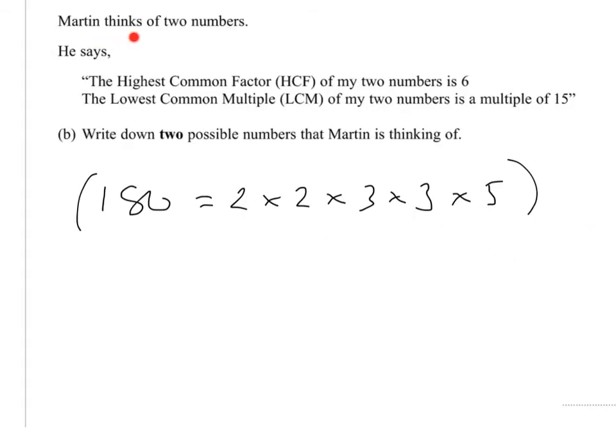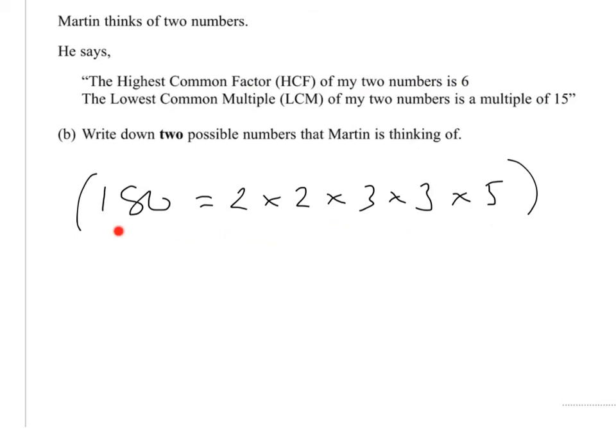Part B, Martin thinks of two numbers. He says the highest common factor of my two numbers is 6. The lowest common multiple of my two numbers is a multiple of 15. Write down the two possible numbers that Martin is thinking of. I've just written down the previous answer as this is something that should help us.